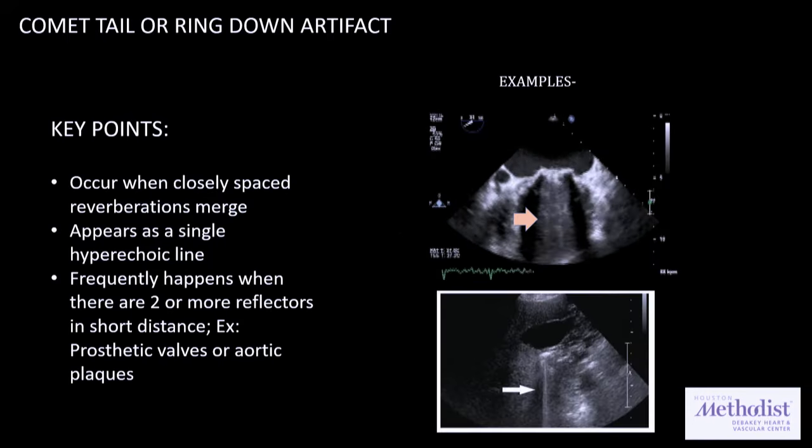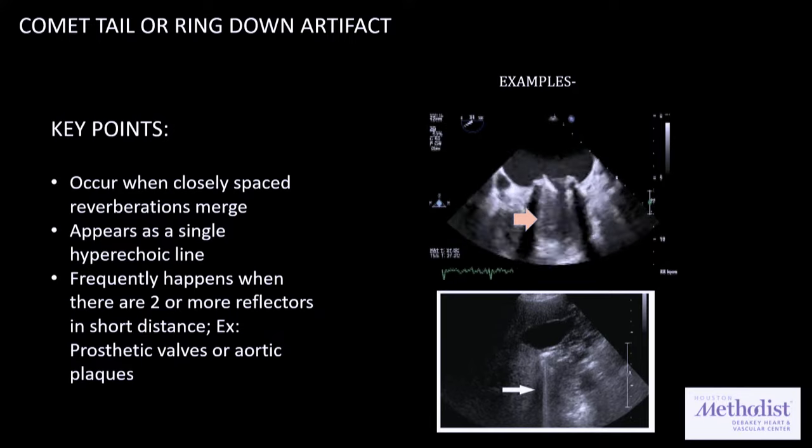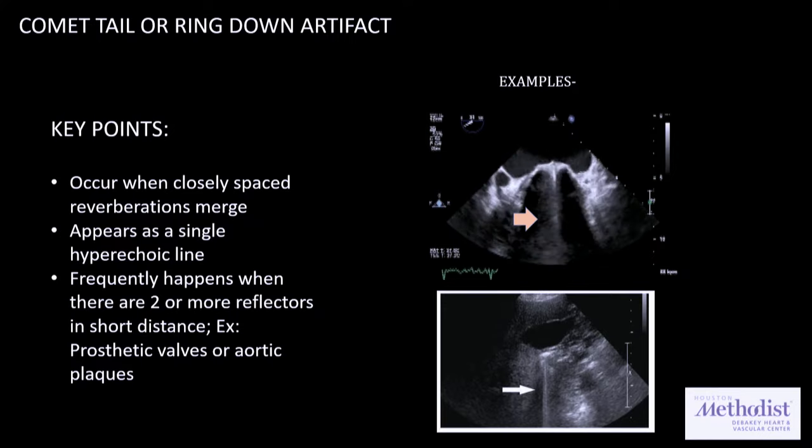Now, what is this one? We see this very often in cases with mechanical valves. That's nothing but a comet tail or a ring down artifact. It happens when the closely spaced reverberations are merged and they create that uniform shadow. And see this, in this case, the bright echo density you see behind the highly reflective mechanical valve there, right?